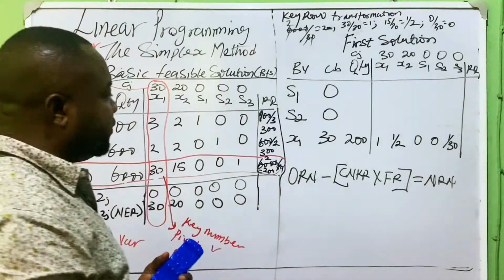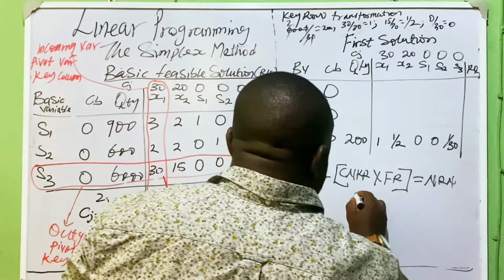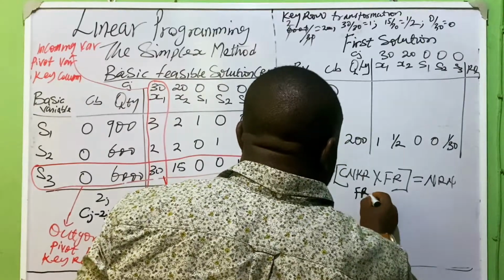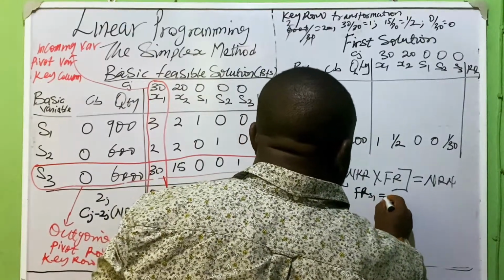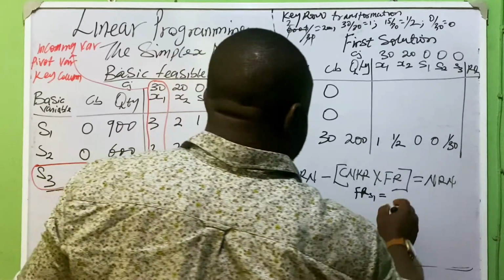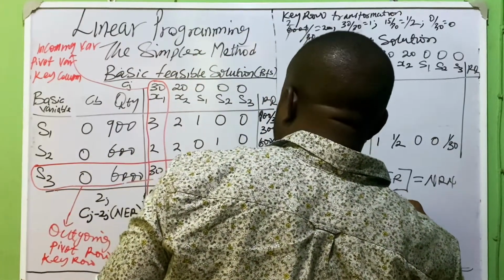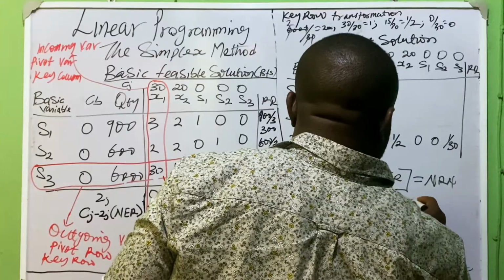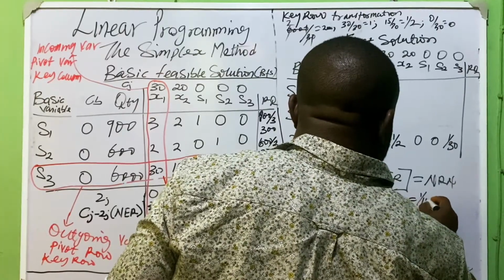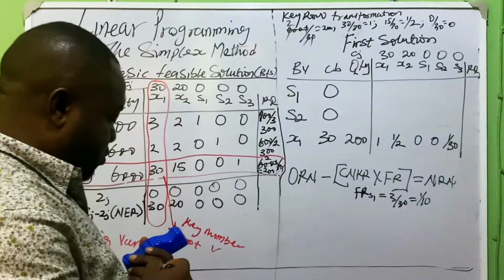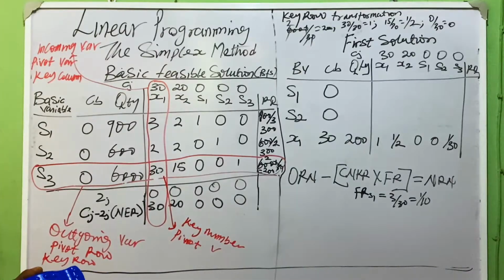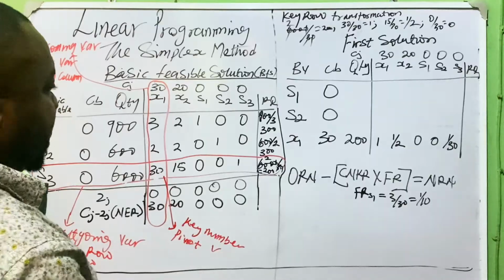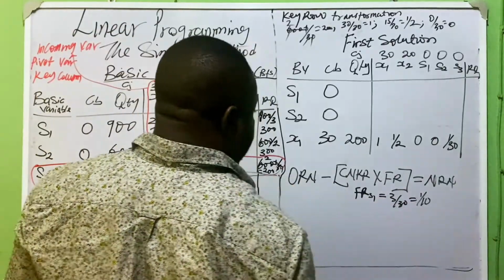So for our FR, which is our fixed ratio, S1 will be equal to 3 divided by 30, which gives us 1/10. Now, having gotten our fixed ratio, we'll now apply this formula proper.